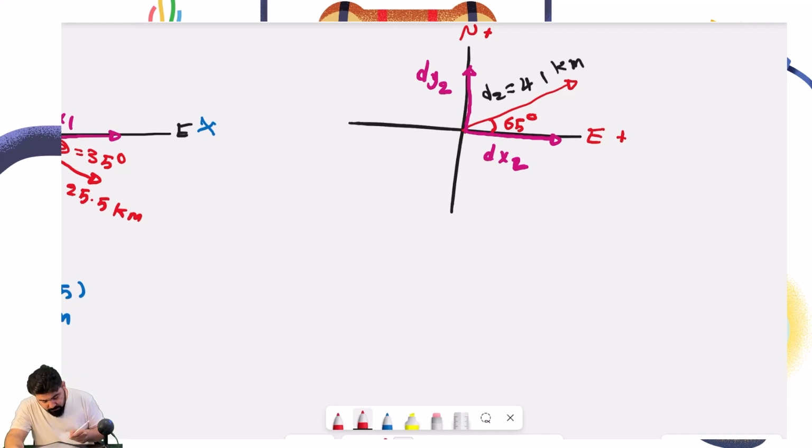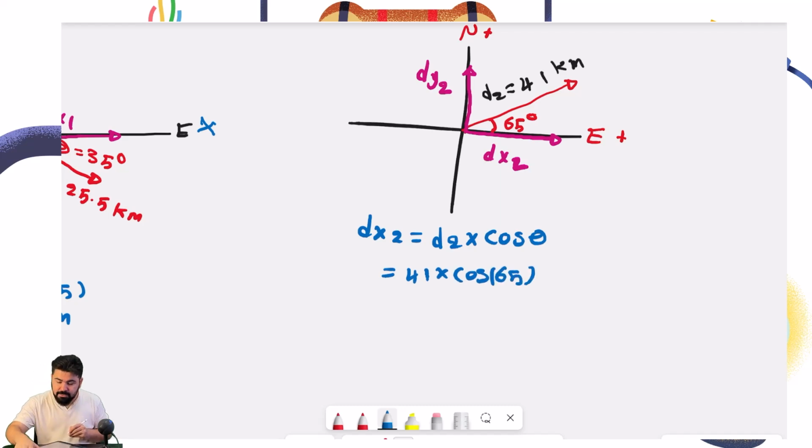Okay, now we have dx2, which is equal to d2 multiplied by cosine theta. Why did I use cosine? Again, because the angle is made with the x-axis. Well done. Now this is going to be 41 times cosine 65. Okay, let's calculate this. So we have 41 multiplied by cosine 65. It is equal to 17.3 kilometers. Okay, that is my dx2.